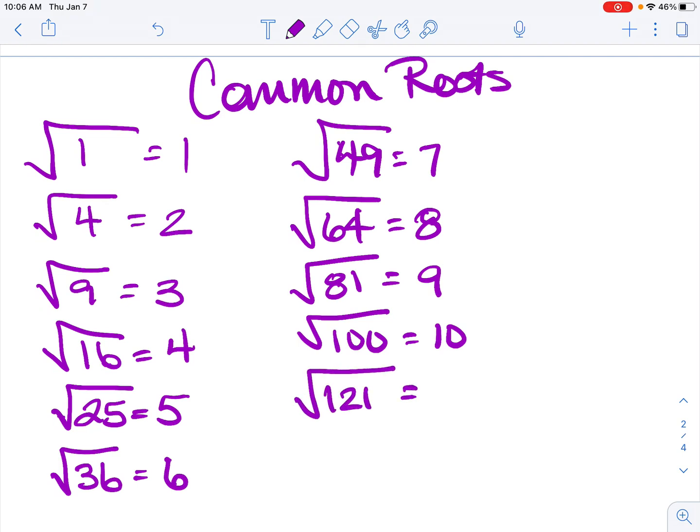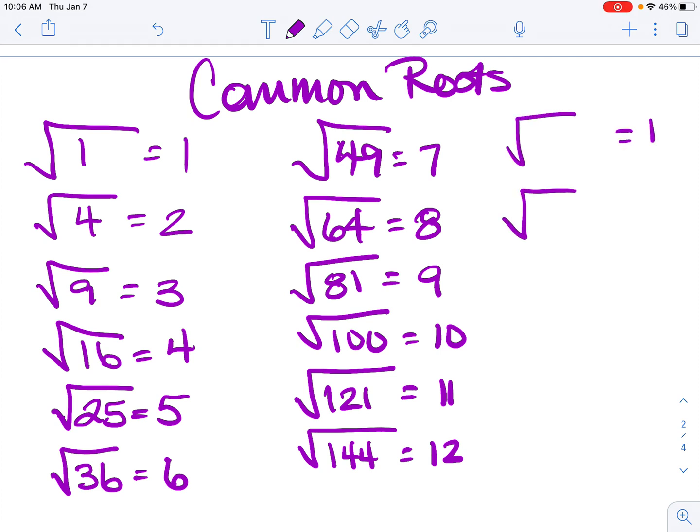Now 121 is 11. 144 is 12. Now, it's interesting for 13 and 14. They're the same terms. Both of them, you got to keep in mind, they both start with 100. So 13 is 169 and 14 is 196. So you can see the numbers are just flip-flopped around. It's the way I remember them.